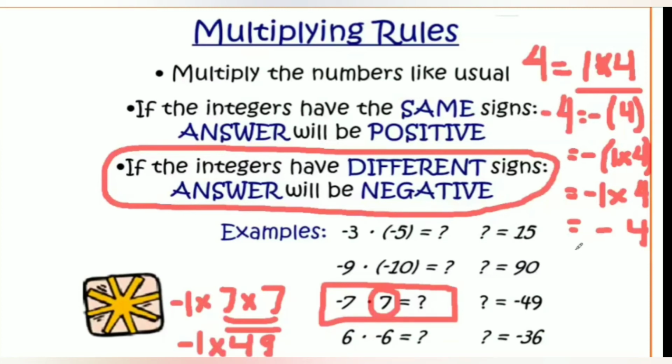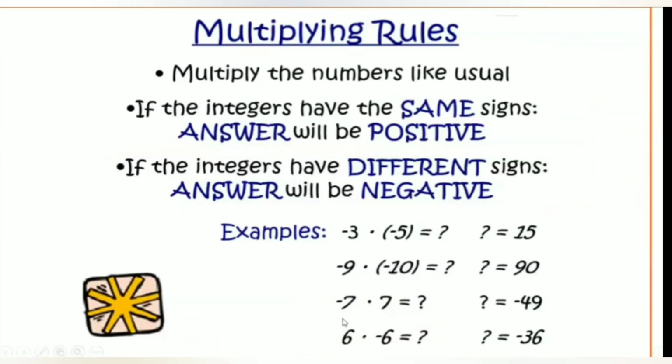Let's make it simple using the rules. Negative 7 times 7, different signs. The answer is negative, so negative 49. 6 times negative 6 is negative 36. What about if the signs are both the same? So positive times positive, that's positive. We don't have to discuss that. Let's focus on both negatives. Why would it become positive 15?